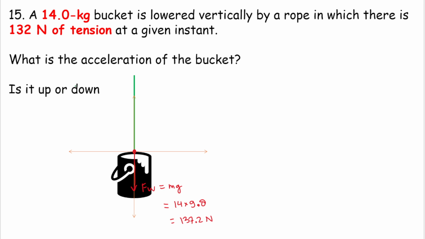We have another force here, that is the tension of the rope, which is the opposite of the weight. So we will have this one here. Let's name this as the force by the tension of the rope, and that will be 132 Newton.